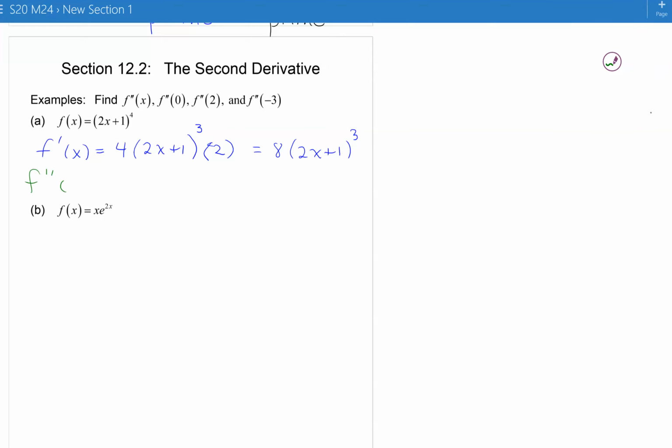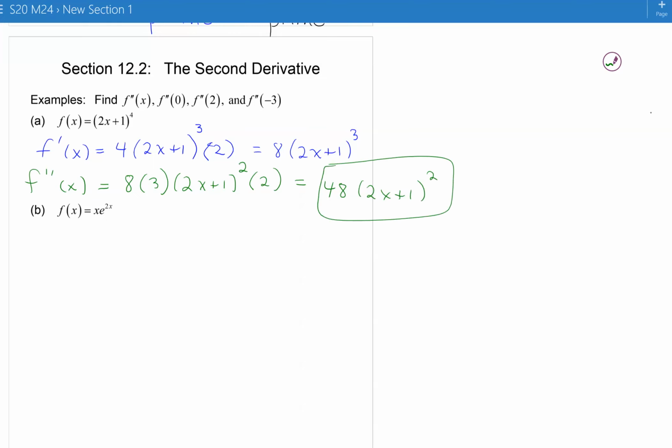So then to find the second derivative, we take the derivative of the derivative. So we're going to have 8 times 3 comes down in the front, 2x plus 1 to the new power of 2, times the derivative of the inside, which is 2. So this is going to be 48 times 2x plus 1 squared. So this is the second derivative.